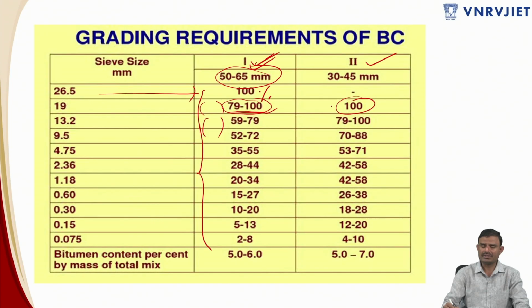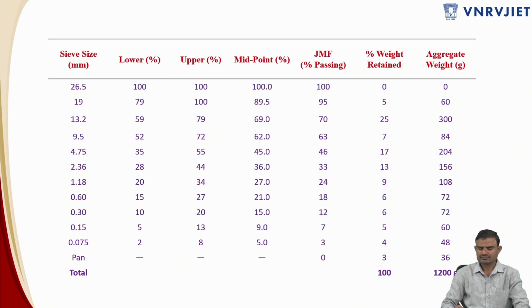And if you look at BC2, 100% of the metal will be passing through 19 mm. So BC2 is a somewhat smaller gradation of bituminous concrete when compared to the BC1 gradation. And this is the bitumen content, 5 to 6%. I will explain this in the next slide.